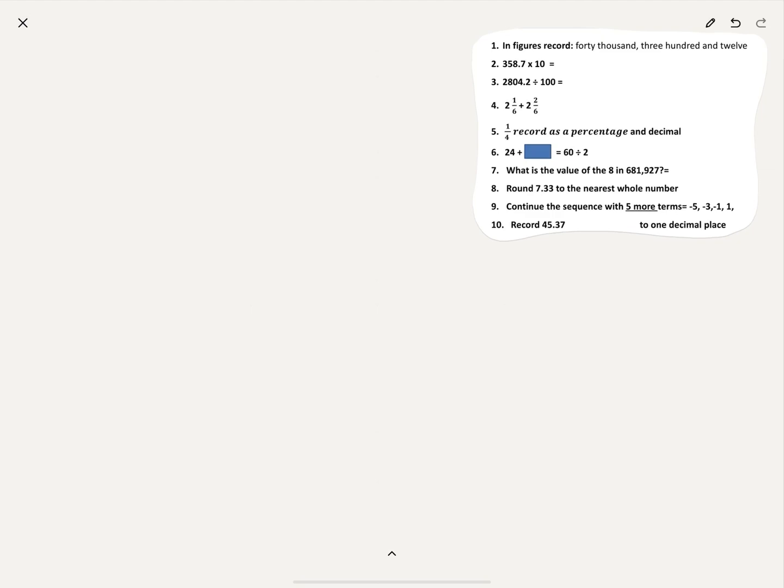Right. In figures, record 40,312. Well, as long as you can read the number, I don't really see any issue with putting it in place value. 40,312. Okay. So that's your 10,000s, thousands, hundreds, tens, and units.